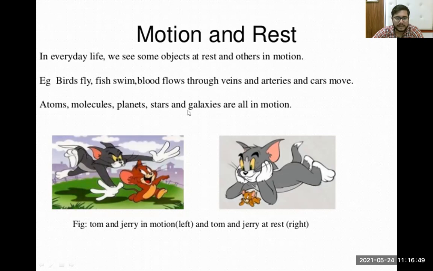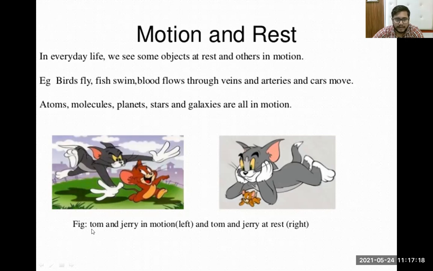Now, in order to give the definition of rest and motion, I have taken some examples. You can see in the animation here, on the screen, that in everyday life, we see some objects at rest and others in motion, like a flying bird, a fish swimming, blood flowing through the veins and arteries, and a car moving. These are examples of motion. Now, atoms, molecules, planets, stars, galaxies, they are always in motion.